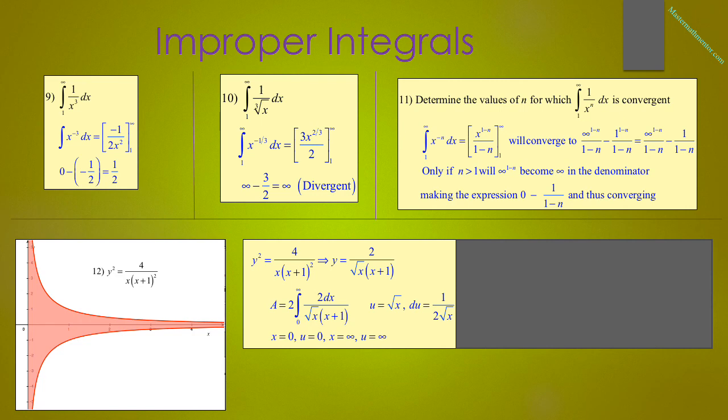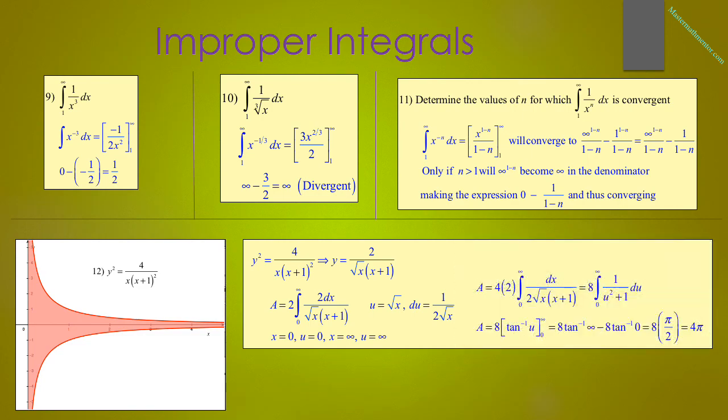In order to take this integral, we will let u equal the square root of x, and therefore du is equal to 1 over 2 root x. Since we're going to put everything in terms of u, we will change the limits. So if x equals 0, u is equal to 0. If x is equal to infinity, u is also equal to infinity.